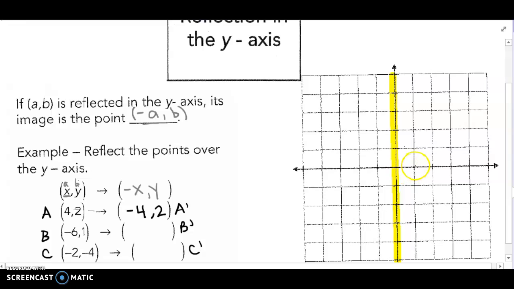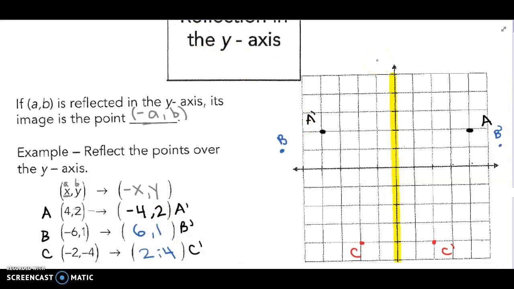So if I graph this, 1, 2, 3, 4, up 2, this would be my A. And then negative 4, 1, 2, 3, 4, still up 2, here's my A prime. And as you can see, this is a reflection over the y-axis. All right, go ahead and do these next two, and then we'll compare them.